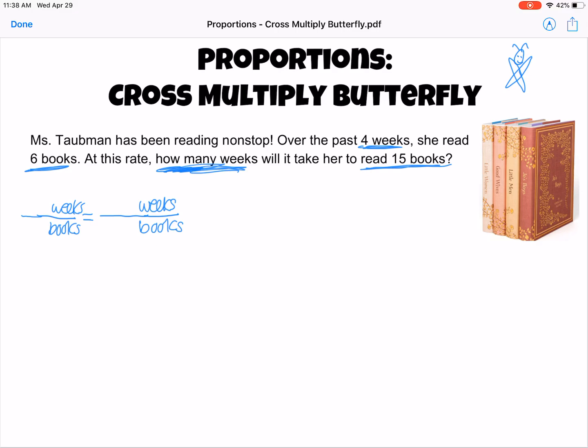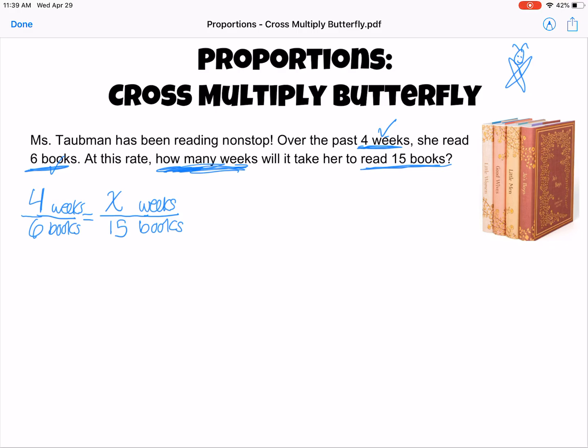All right, we plugged in our words, our units. Now let's go ahead and put in our numbers. So over the past 4 weeks, so I'll put that in my numerator, 4 weeks. I can put a check because I know that that's together. She reads 6 books. Okay, so 4 weeks to 6 books. At this rate, how many weeks? Well, that's our unknown. So for our unknown, I'll plug in a variable. I'll use x. Will it take her to read 15 books? All right, that is the way our proportion should be laid out.